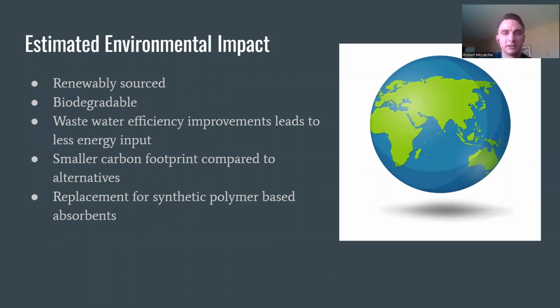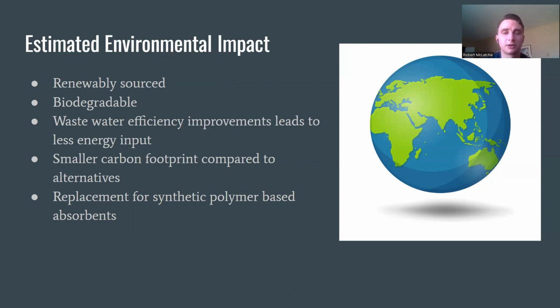Now onto the estimated environmental impact. So as we've mentioned, it's renewably sourced. It's sourced from byproducts like wood dust and wood chips from sawmills. It's also biodegradable, which reduces the environmental impact of disposal. As I previously mentioned, there are some potential wastewater efficiency improvements for individual companies, and this would lead to basically less energy input.